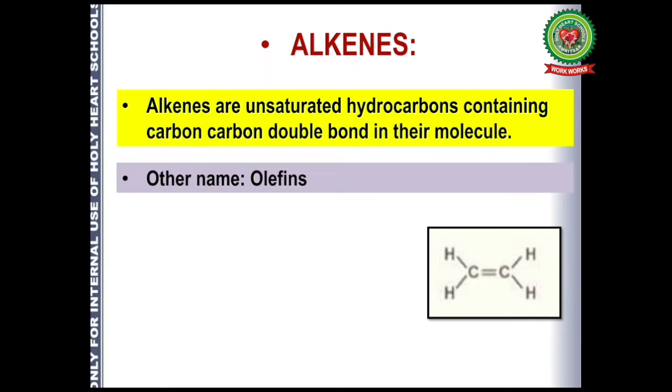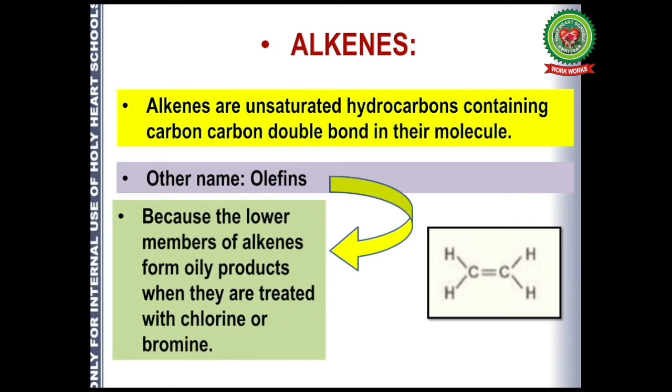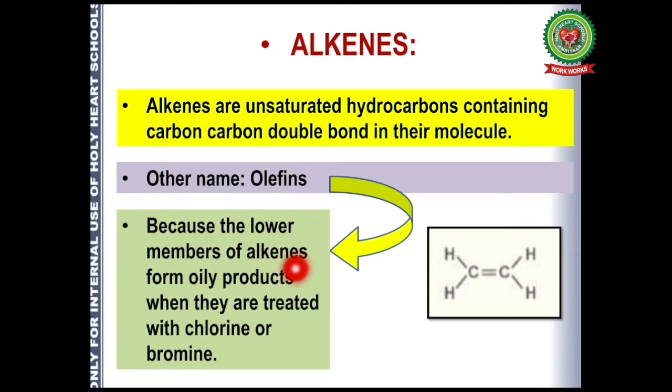The other name of alkenes is olefins. Why are they known as olefins? Because the lower members of alkenes form oily products when they are treated with chlorine or bromine. Lower members means those hydrocarbons which contain a double bond and have 2 carbons, 3 carbons, 4 carbons. So the lower members, when they react with halogens, produce oily products. That is why they are known as olefins.